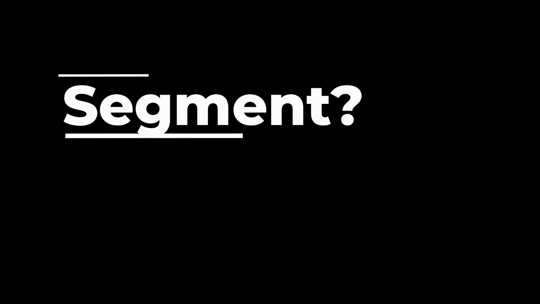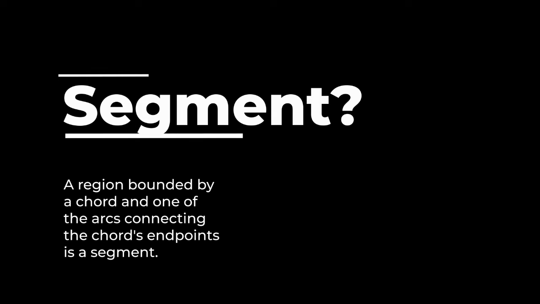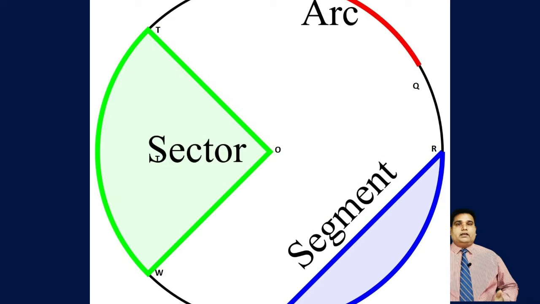Segment: a region bounded by a chord and one of the arcs connected by the chord's endpoints is a segment. Here we can see in the diagram that RS is the chord, and the region bounded by the chord and the arc RS is a segment. The blue colored part shown in the diagram is a segment of a circle. So we can say that a segment is generally a sector minus the triangle formed by the two radii. We can also find it that way.